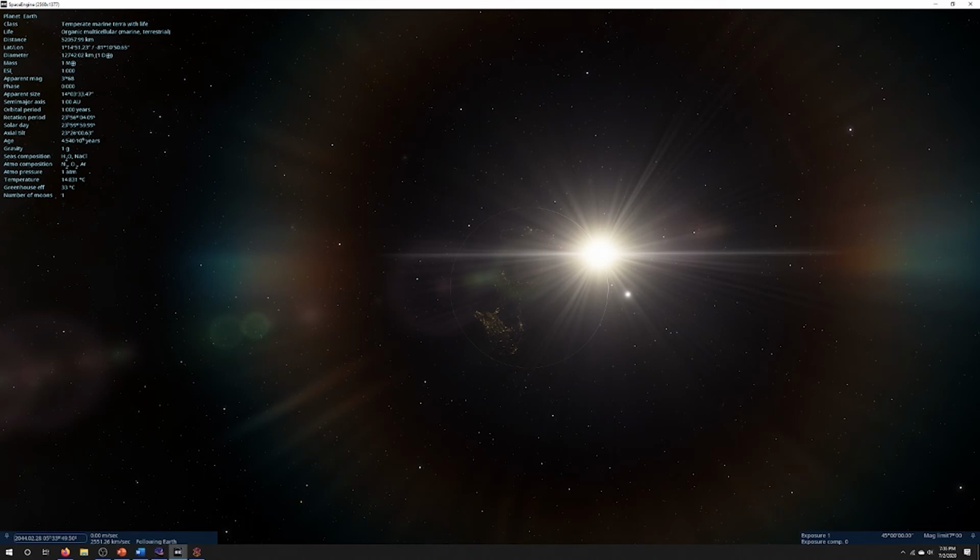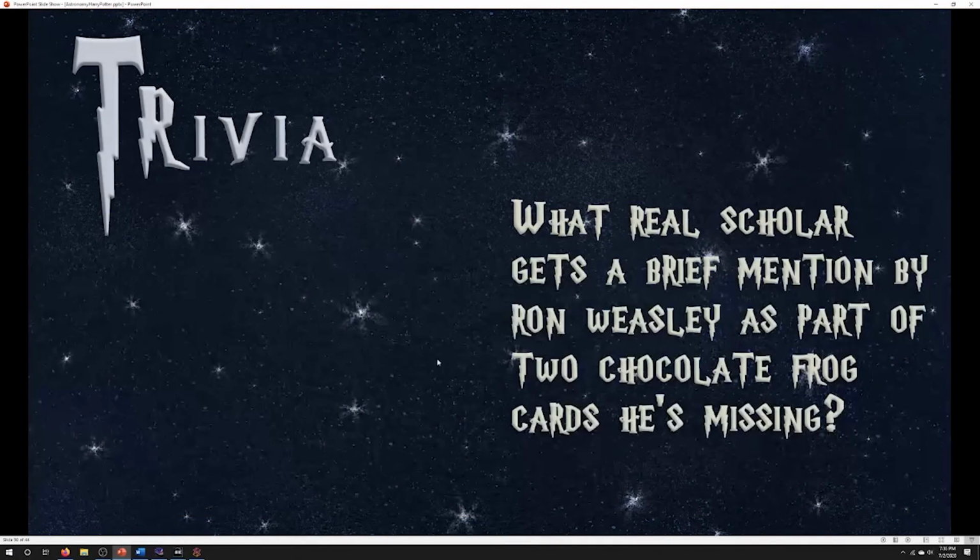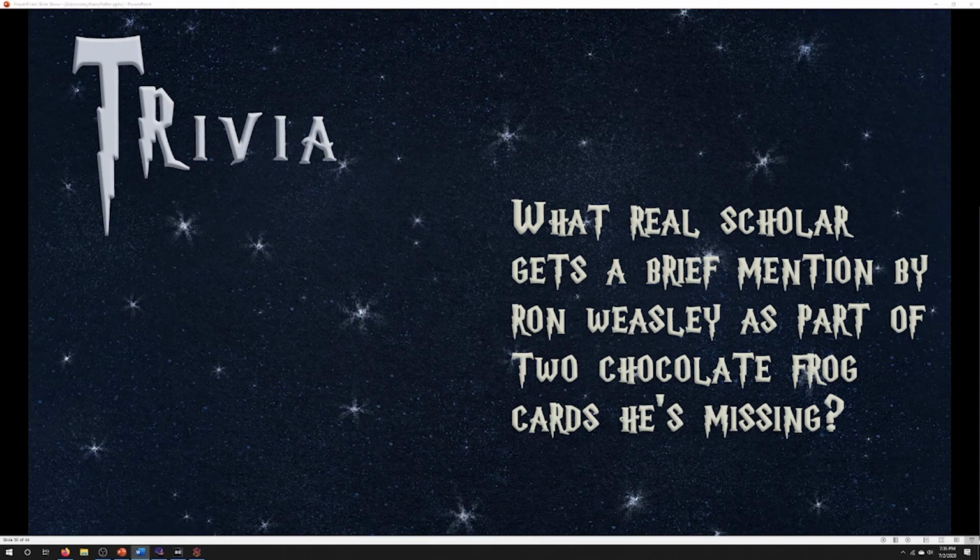So here's a bit of trivia time for you. Who was a real person, a real scholar, mentioned when Ron was talking about the one collectible card he was missing from the Chocolate Frog deck? Now, this was not in the movie. This was mentioned in the book.